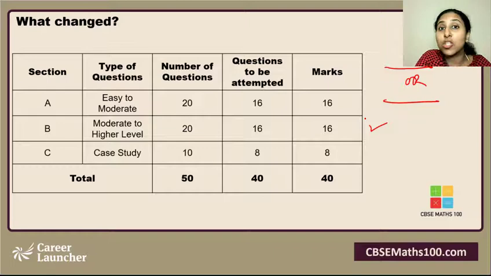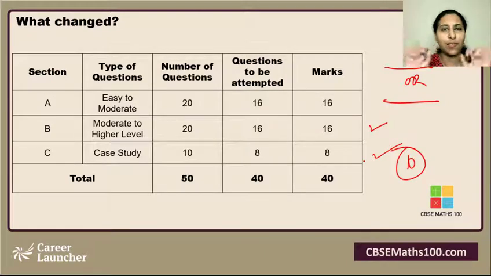For Section C, which is case study based questions, you don't have to attempt 4 questions from each case study, as you have been practicing in the previous year. Here, you just need to attempt 8 questions totally from 10 case study based questions. So 2 sets, 5 questions each, attempt the best 8 questions which you can solve. So there's greater flexibility here in terms of how you can select, and you have only MCQs over here.